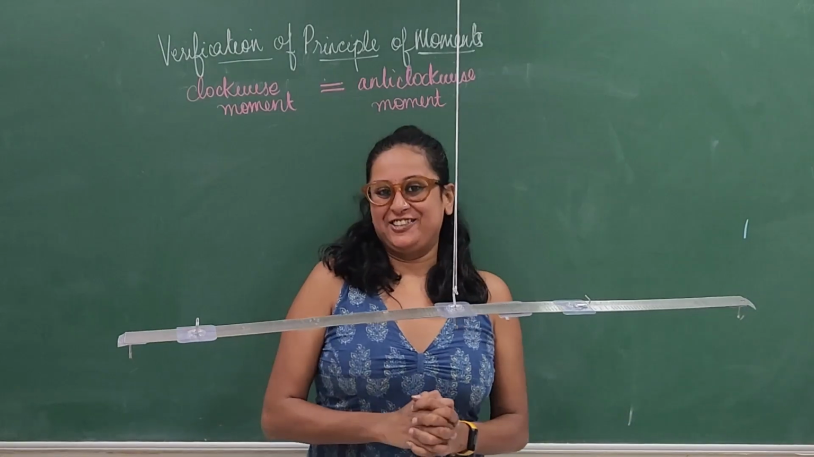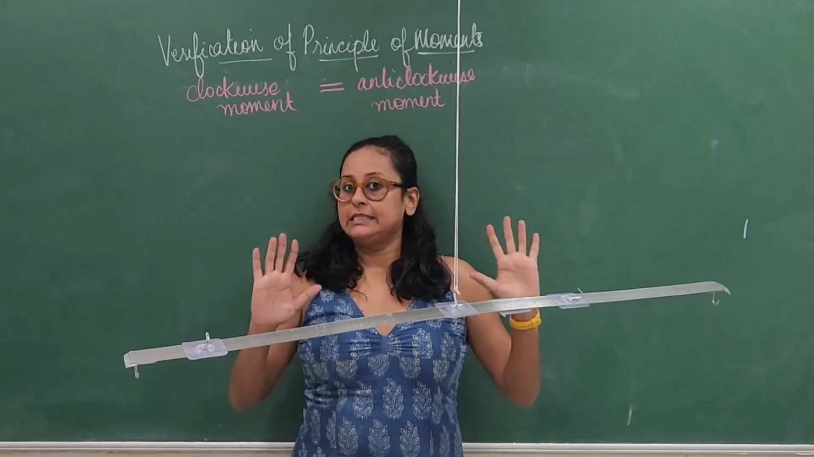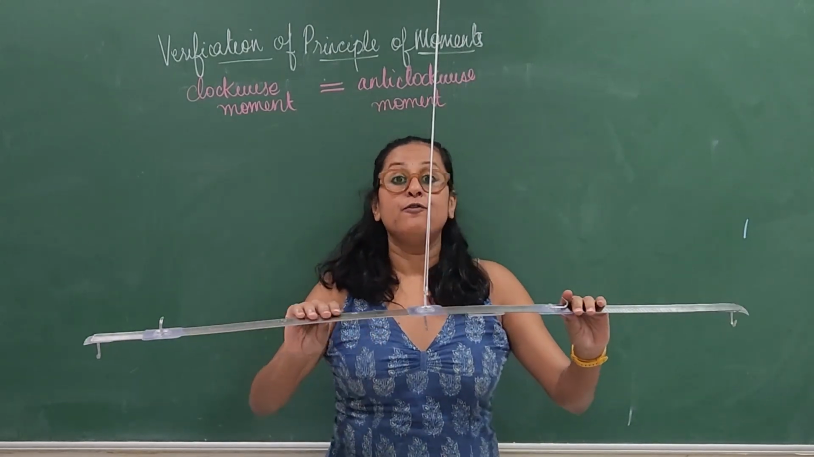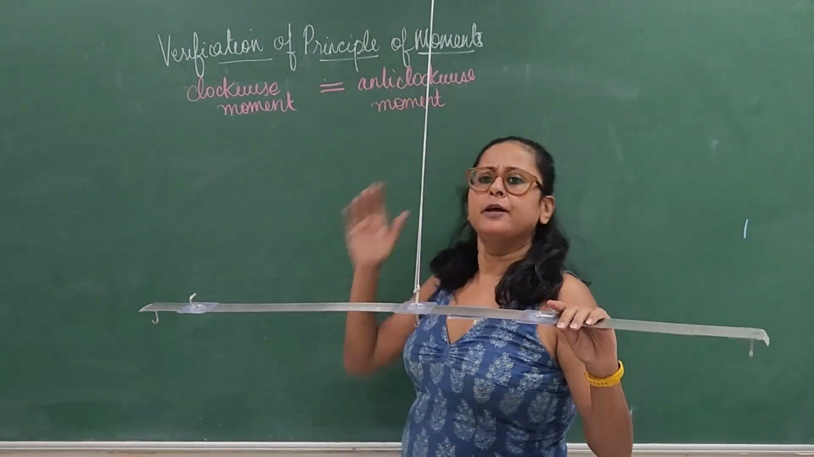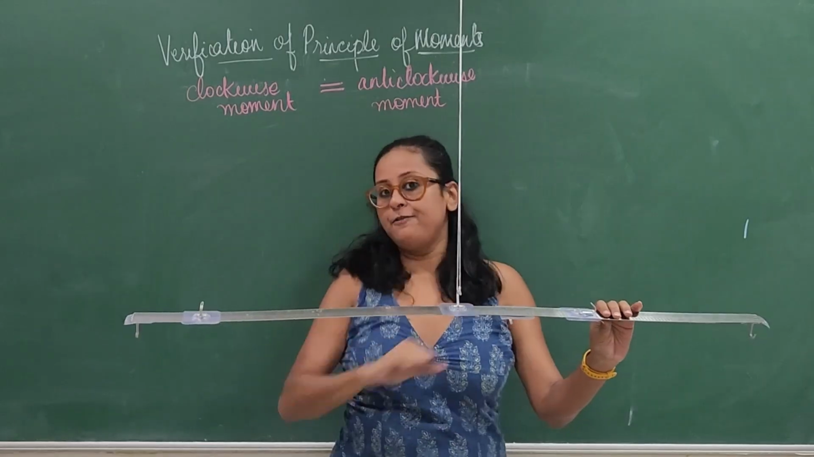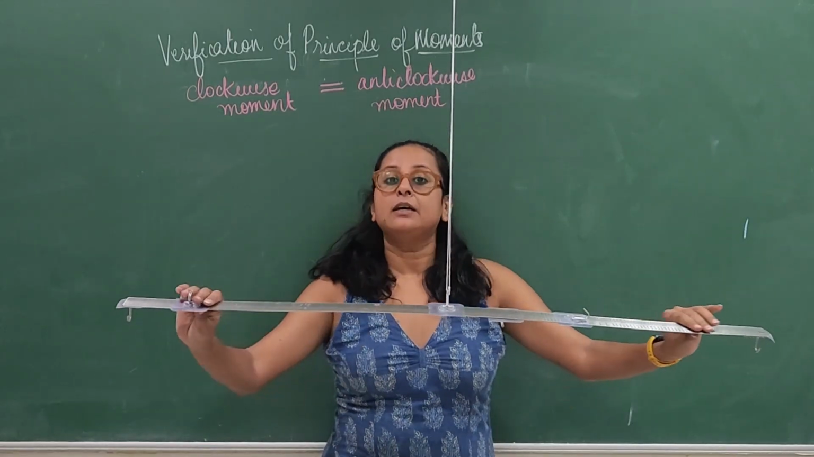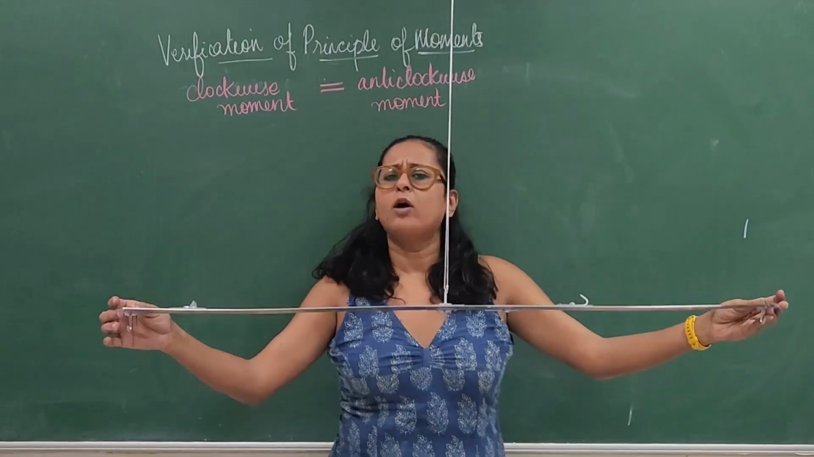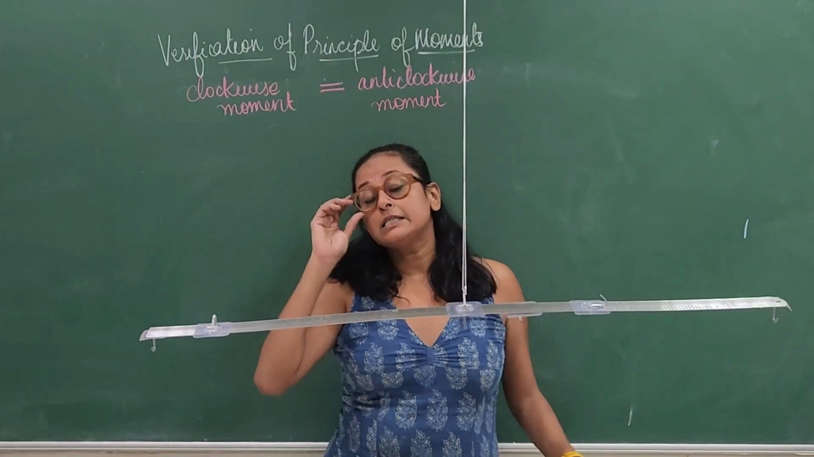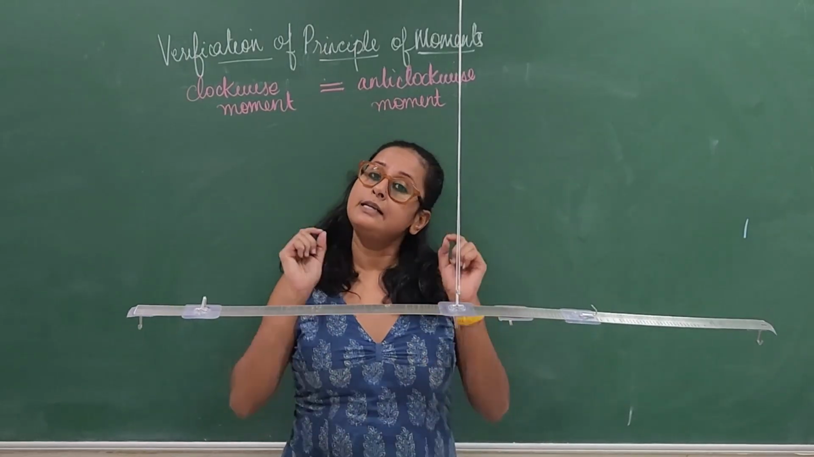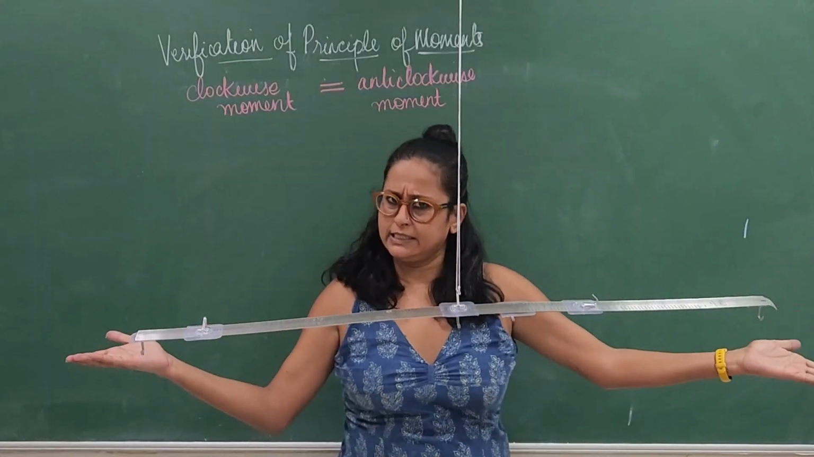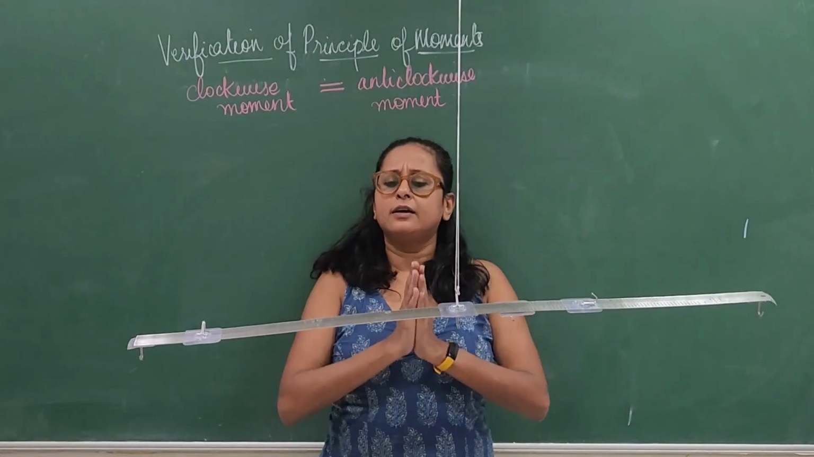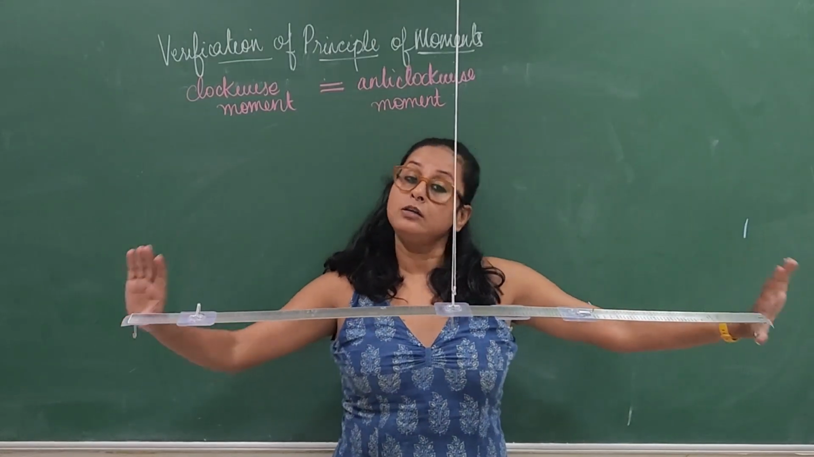Okay children, now we have come to a setup where we are going to verify our principle of moments. Let us verify this. So this meter rod, this is a uniform meter scale that I have in hand. What is a meter scale? A meter scale is a 100 centimeter long foot scale. So here we have a 100 centimeter long scale.